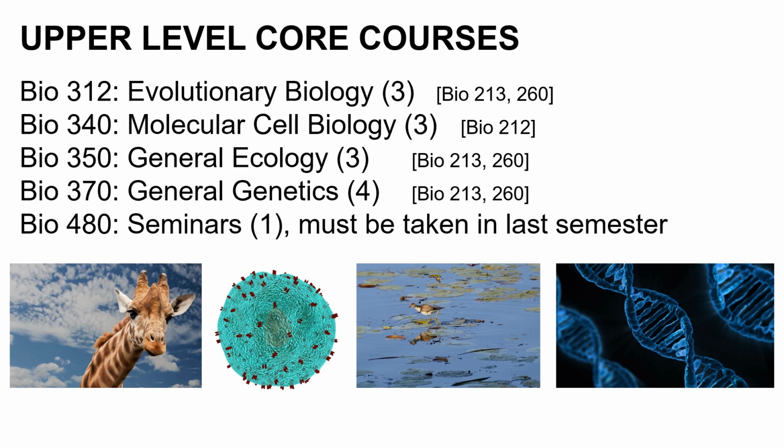The biology major includes five upper-level core courses. Biology 312 is evolutionary biology, and in this course, you'll revisit and expand upon the ideas from Biology 211 in greater detail. In the square brackets, you can see the prerequisites, which are the 3 semesters of intro bio and biostatistics. This is the course I teach, so in my completely biased perspective, it's the best one on this list.